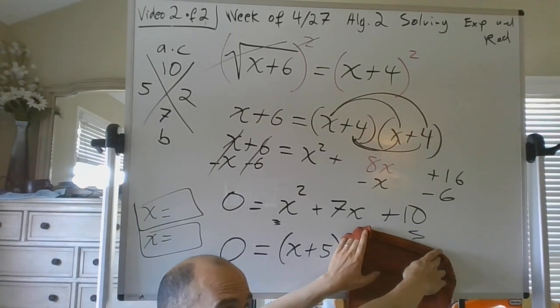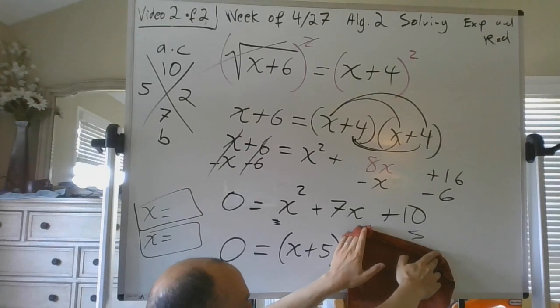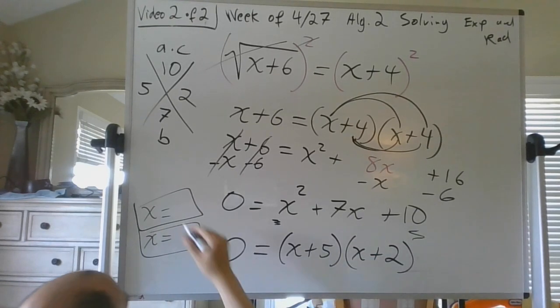X plus 5 equals 0. Okay, my arms hurt right now, but anyways, you're going to do it. You can do x plus 5 equals 0, and you're going to minus 5, and you can get x equals negative 5. X equals negative 5.